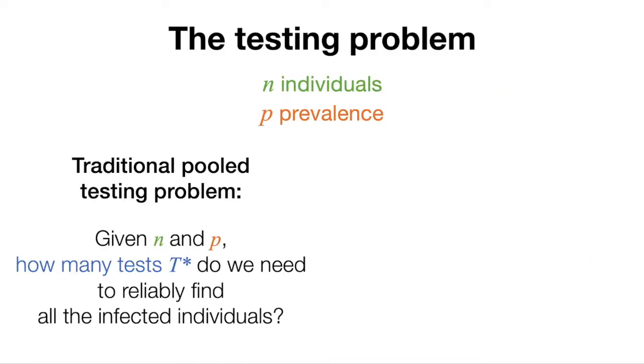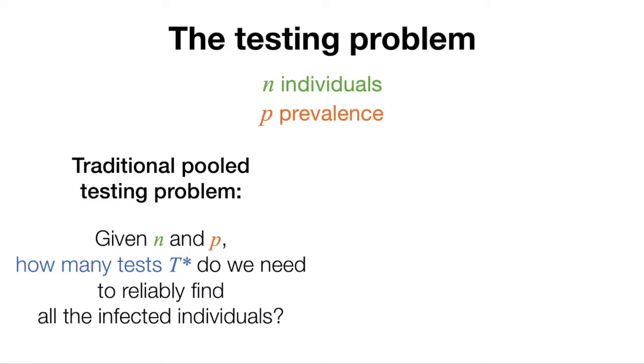So the traditional pooled testing problem is this: given a number of individuals n, and given a prevalence p, how many tests, I'll call it t star, do we need to reliably find out all the infected individuals?